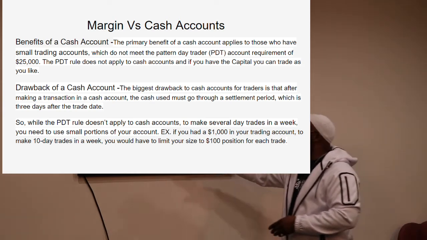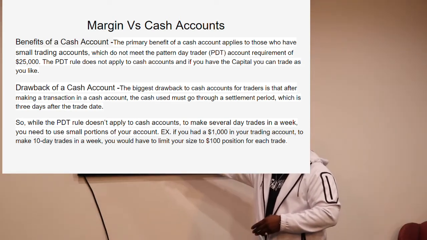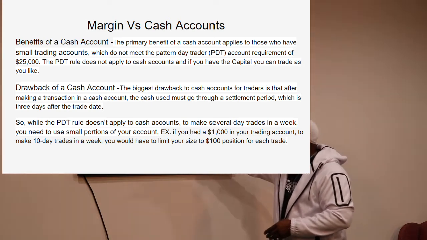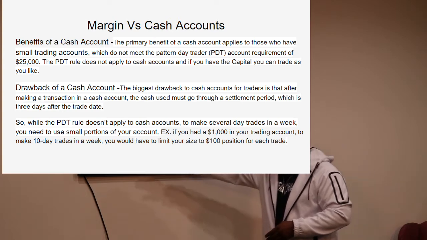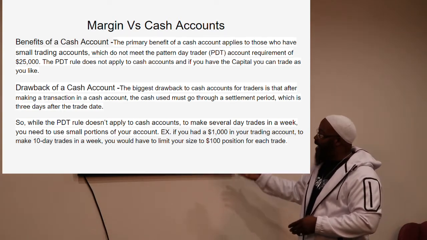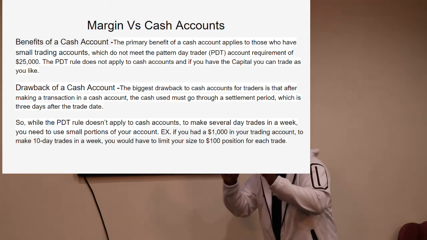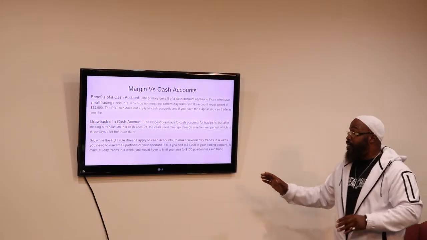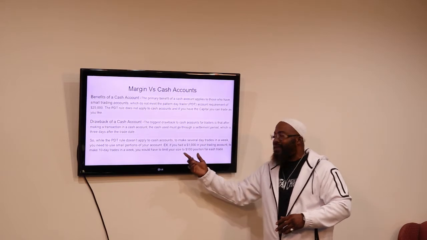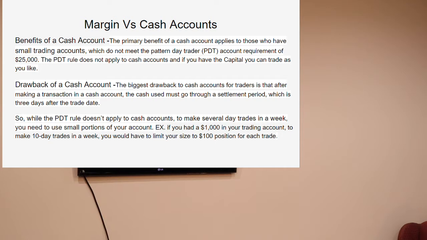But the biggest drawback of a cash account for traders is that after making a transaction in a cash account, the cash used must go through a settlement period, which is 3 days after the trade. So while the PDT rule does not apply to cash accounts, to make several day trades in a week, you need to use a very small portion of your account. For example, if you had $1,000 in your trade account, and this was a cash account, to make 10 trades in a week, you have to only take a limit of $100 positions in each trade. That's a turtle pace, but it will get you there safely.